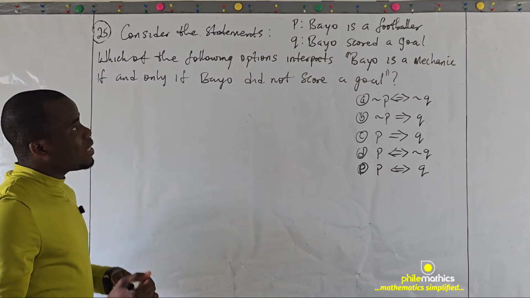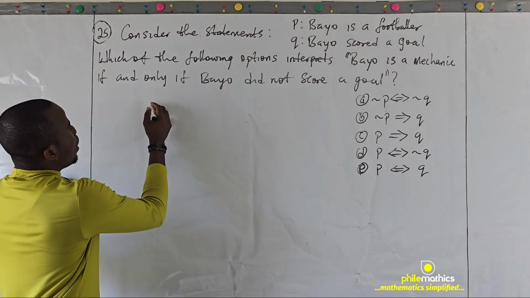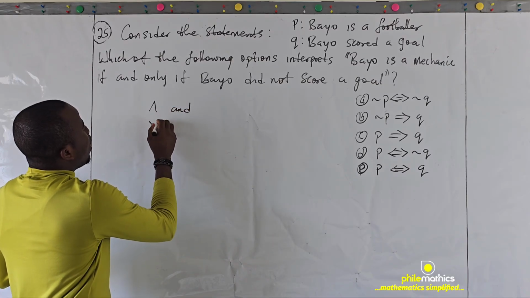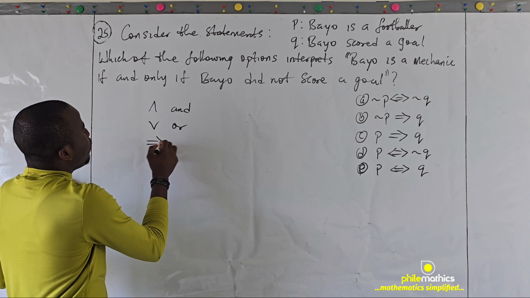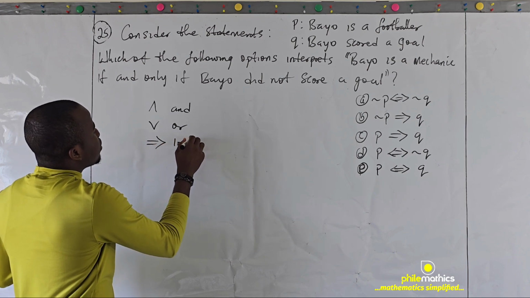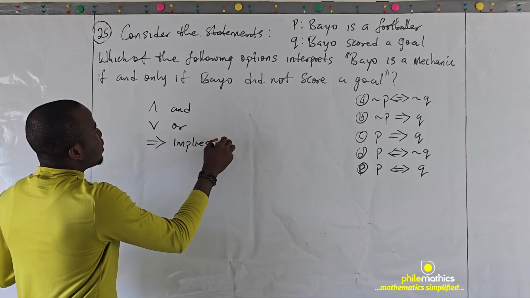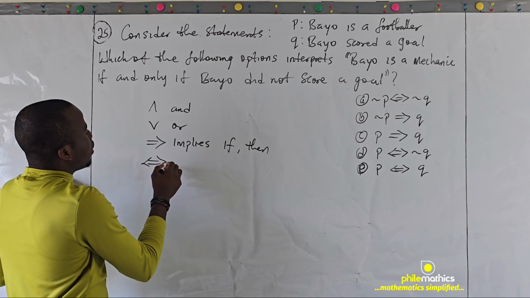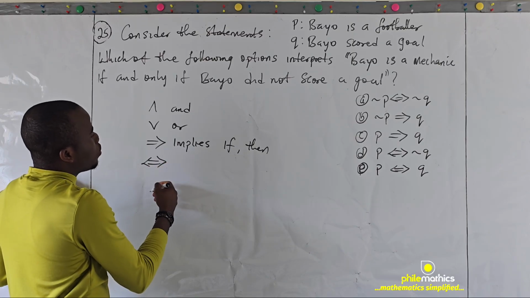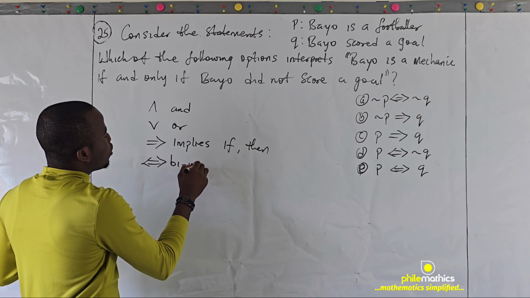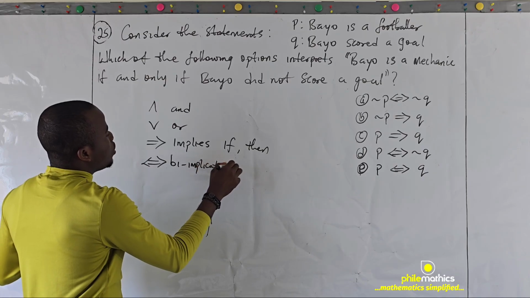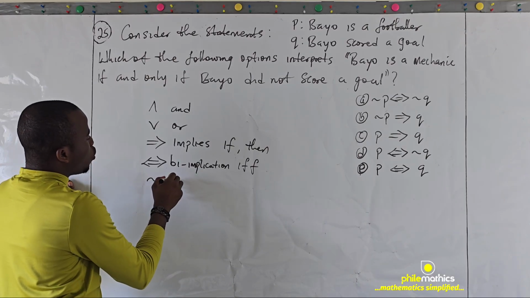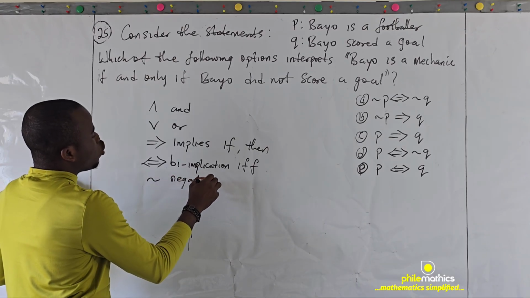So just a recap, in truth table, we have and, we have or, we have implies, that is if, then we have implication, by implication, which is if and only if. And so we have negation, that is not or not.